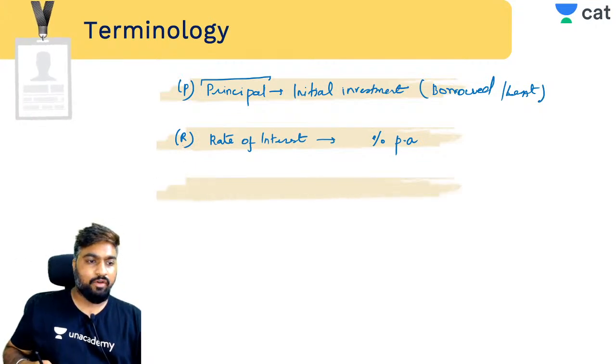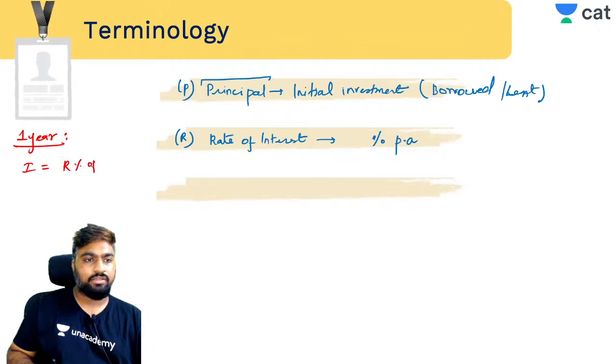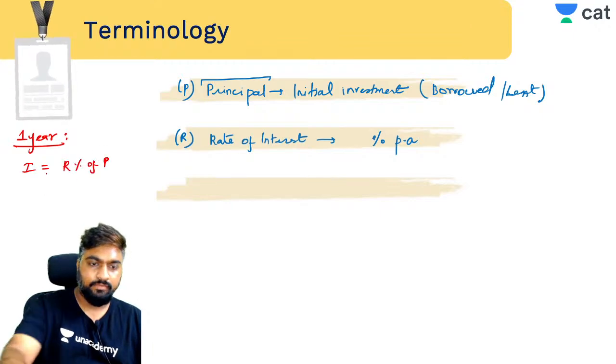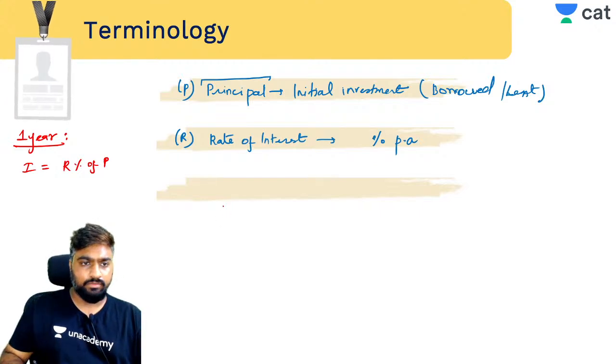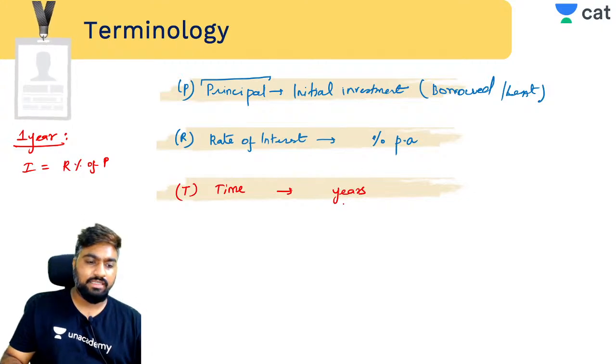So for 1 year, the interest amount is basically equal to R percent of P. Got it? Here you also have something called time, which is denoted by T. In most cases, time is normally given in terms of years. If it is not given in years, then you can convert it to years, right? It could be monthly, semi-annually, whatever it is. You can convert it.